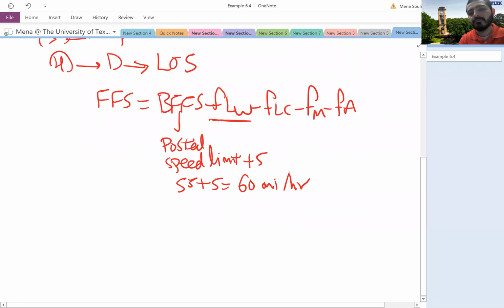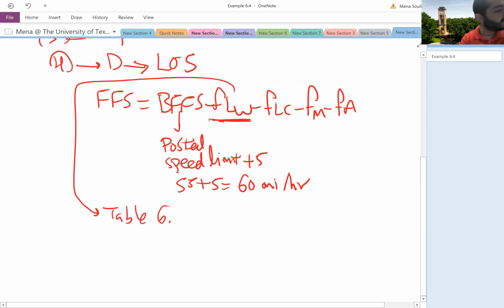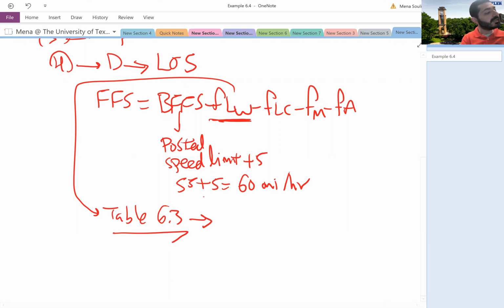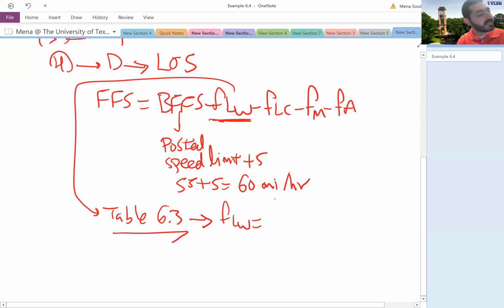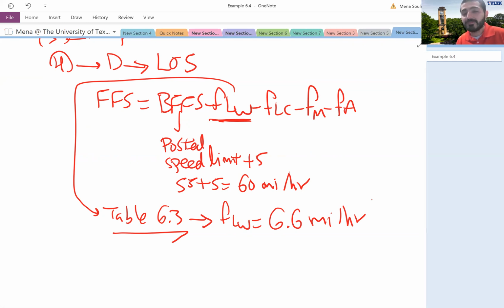Then FLW, again, it's table 6.3, if I'm not mistaken. Yes, table 6.3. Now, when you go to table 6.3, you need to pick the right number because now the lane width is significantly lower. Lane width now is 10 feet, not 11. So the correction factor, which is FLW, is equal to 6.6 miles per hour. Huge difference between having an 11 feet lane compared to 10 feet lane.